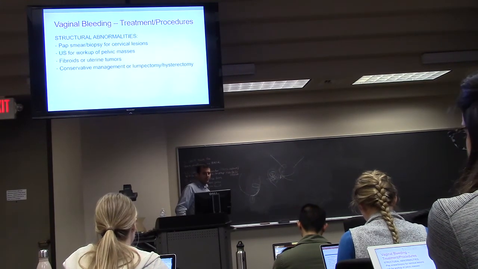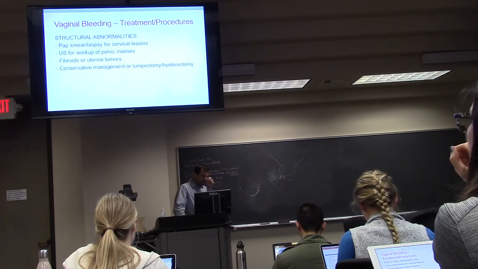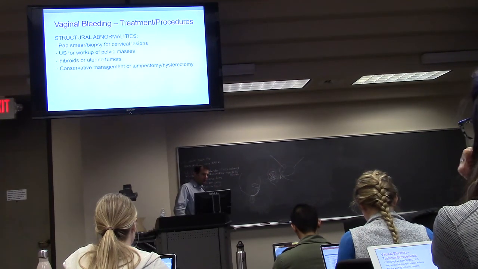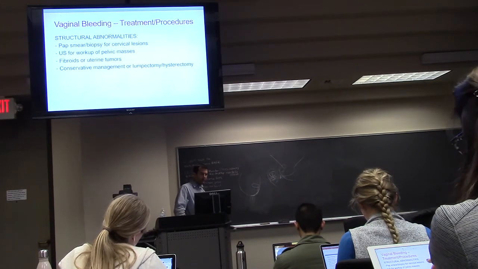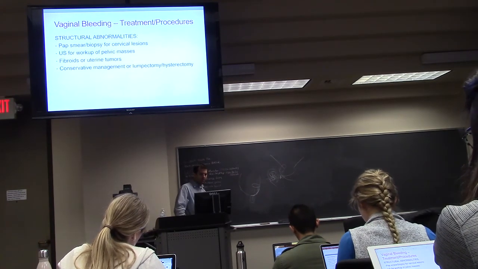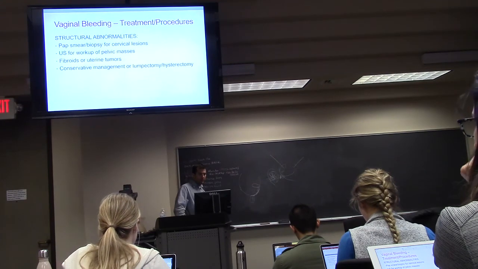Vaginal bleeding, treatment procedure, structural abnormalities. So any kind of lesions can bleed, and you will get an ultrasound looking for pelvic masses, fibroids, uterine tumors, and those things can bleed and they hurt too.